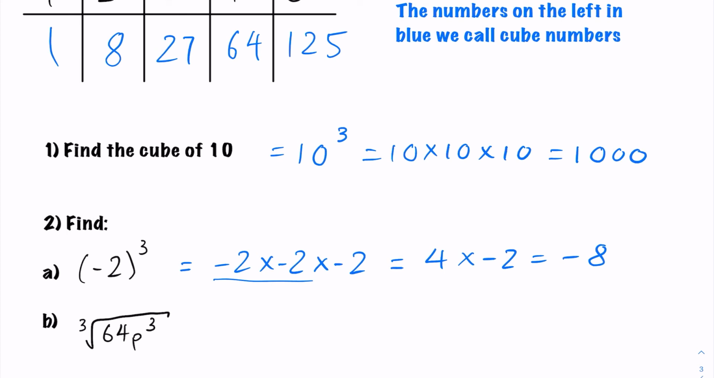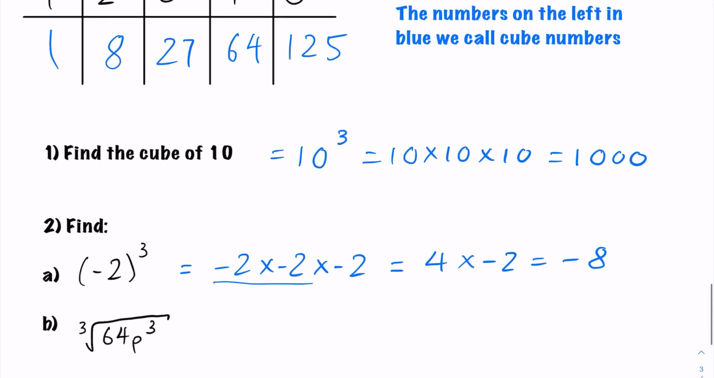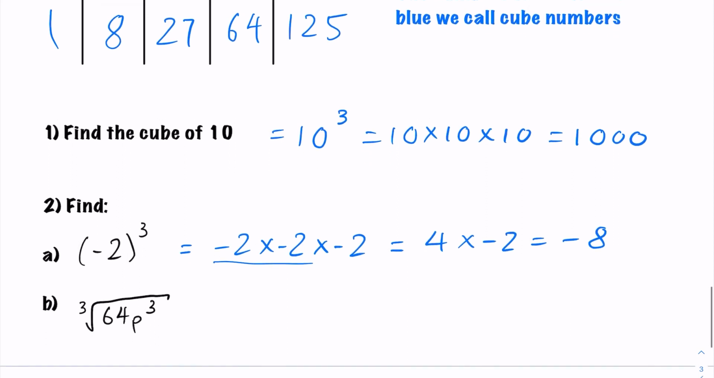Lastly, the cube root of 64p cubed. We do a very similar technique to a similar question for square rooting in the previous section. We're just going to have to cube root the 64 and cube root p cubed. Now, the cube root of 64 is just 4. And the cube root of p cubed is just p. And that would be your answer for that one there.